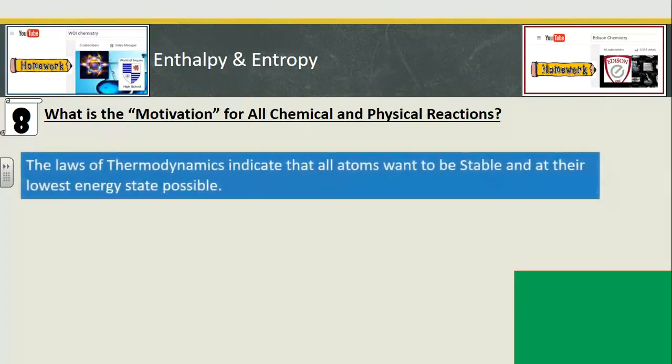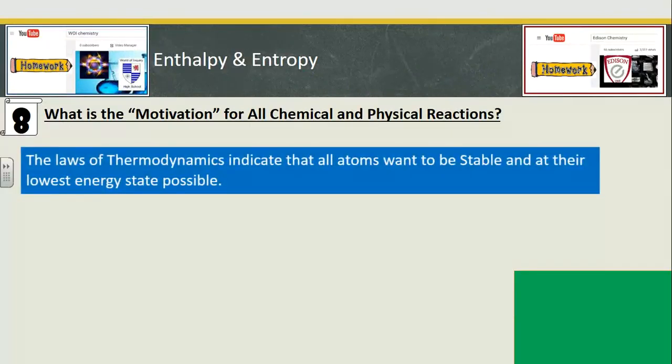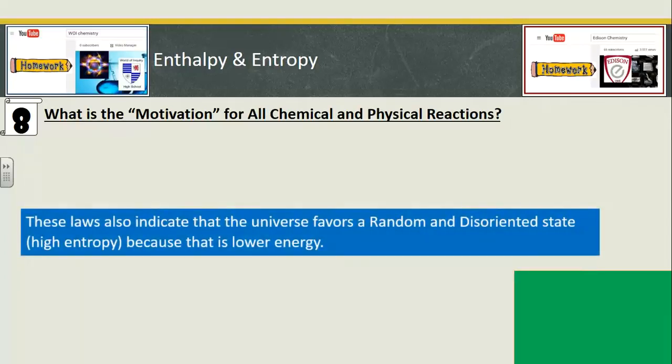So, what is the motivation for all chemical and physical reactions? It is to reach and obey the laws of thermodynamics. They want to get stable. They want to reach stability. And the lowest energy state possible is when all chemical products are most stable. So these laws also indicate that the universe favors a random and disordered state because that is lower energy.